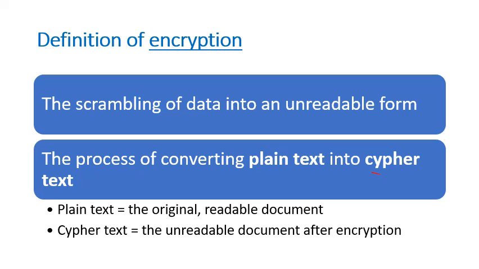Plain text is the original readable document. It can be read by anyone. The ciphertext, however, is the scrambled form of that plain text. In other words, if a hacker intercepts an encrypted message during transmission, that hacker won't be able to read the ciphertext.